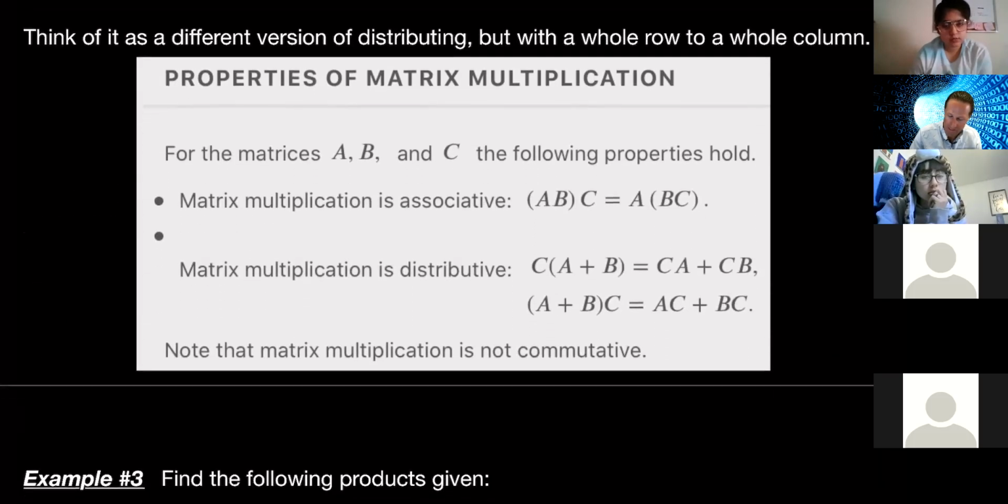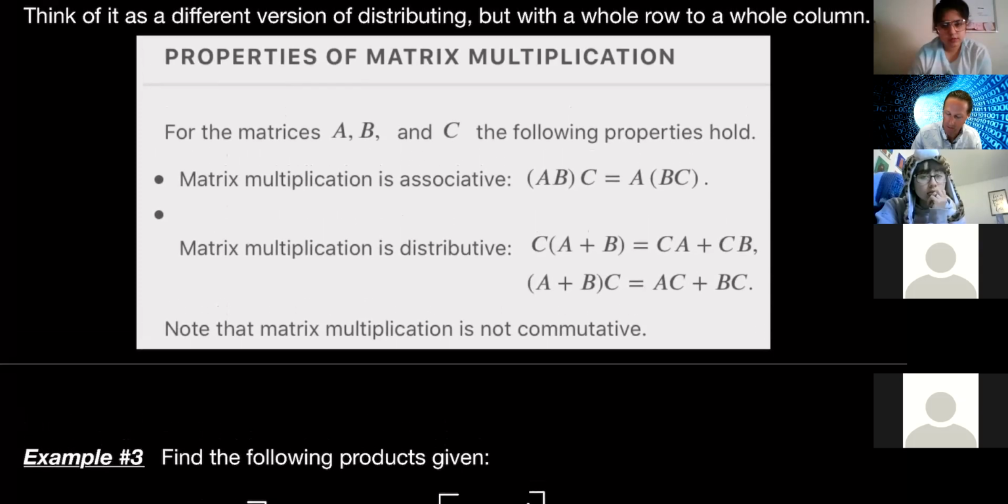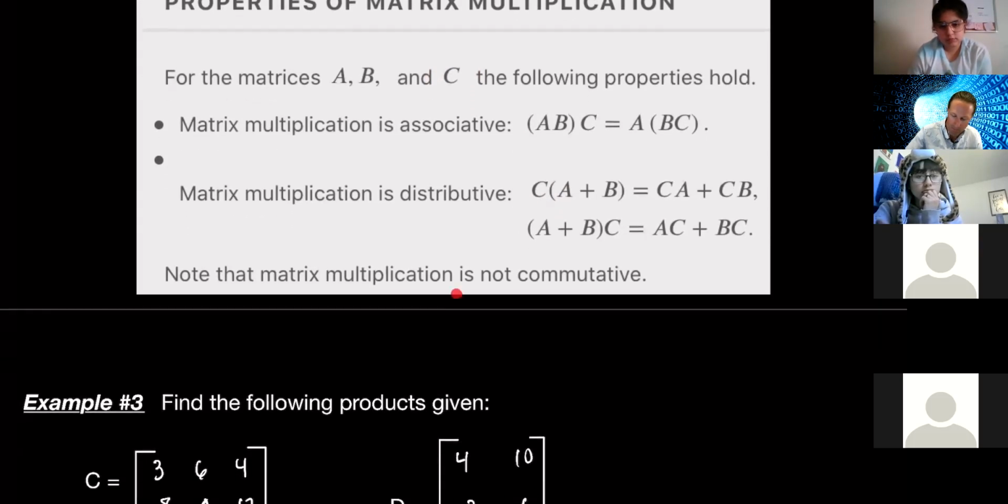Okay, so is it commutative? Is it associative? Can we still distribute that constant? Well, as you can see, yes, it is still associative. We can do these two and then that, or these two and then that. Can we still distribute a constant? Yeah, we can actually distribute a whole other matrix. Okay. But notice it is not commutative. The order does matter with that.